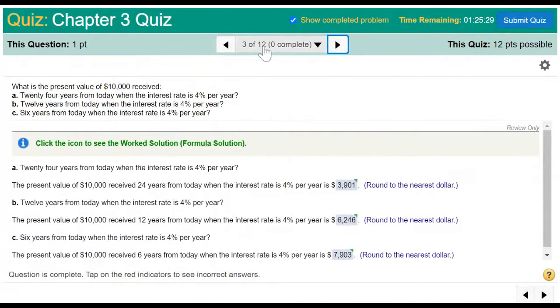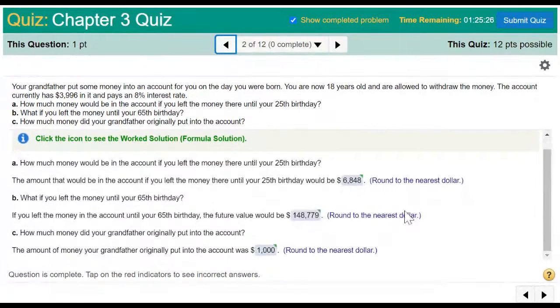There's a last one also, Professor, the C part. Okay. Now, it says, how much money did your grandfather originally put in the account? So now, N equals 18, IY equals 8, payment is 0. Future value is 3,996, and compute for present value. And that's $1,000.